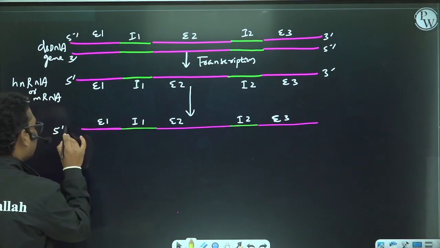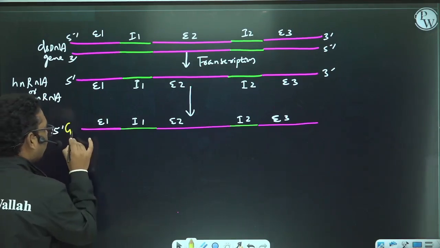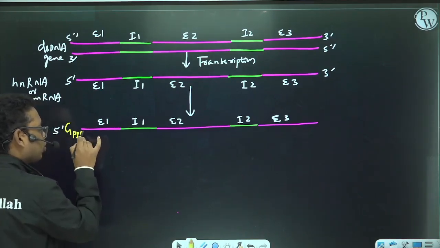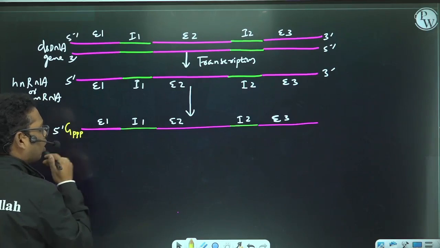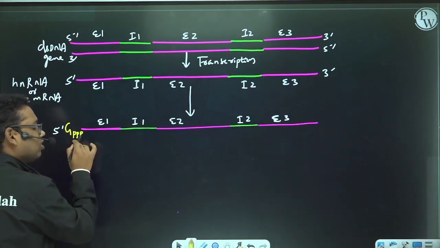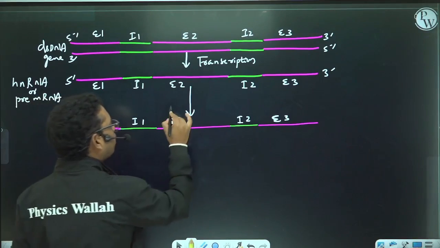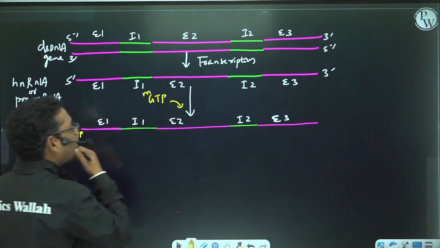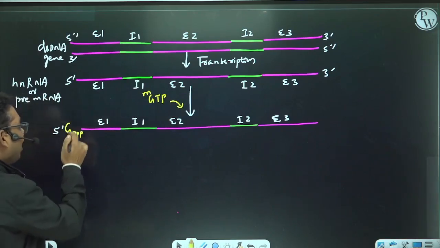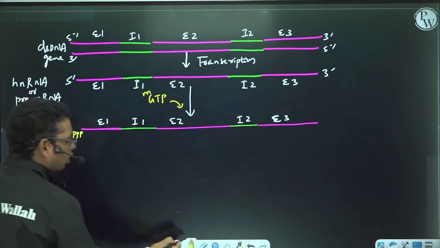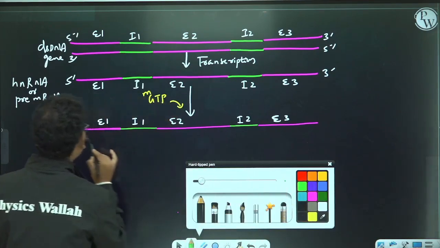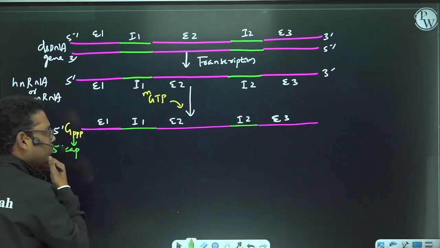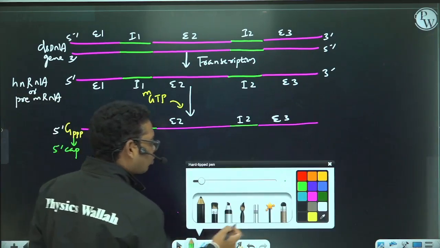So who is coming and binding here? It is the GTP. It will have PPP: 1 phosphate which was present earlier and 2 phosphates which have come now. So the GTP comes and binds, and it will have a methyl group. This structure is called the cap. I will call this component the cap, and it is called the 5' cap because it is present at the 5' end. Now in the next step, what is going to happen?